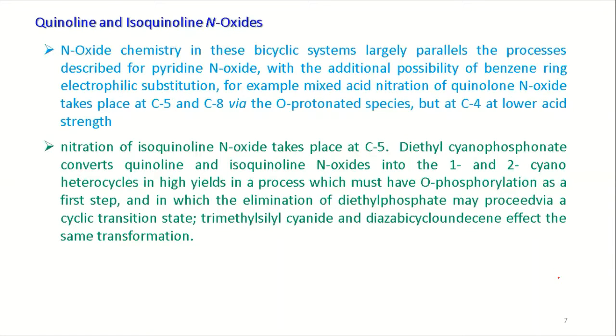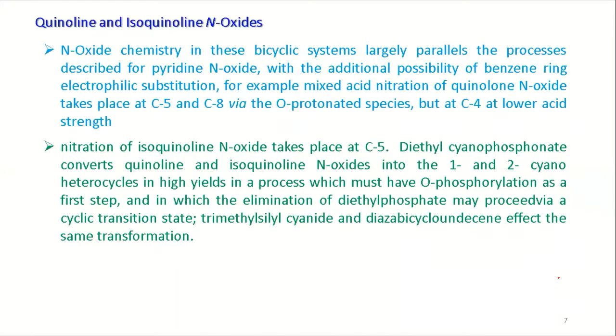Diethyl cyanophosphonate converts quinoline and isoquinoline N-oxide into the 1- and 2-cyano heterocycles in high yields, in a process which must involve O-phosphorylation as a first step, and in which the elimination of diethyl phosphate may proceed via a cyclic transition state. Trimethylsilyl cyanide and a bicycloundecane base effect the same transformation.